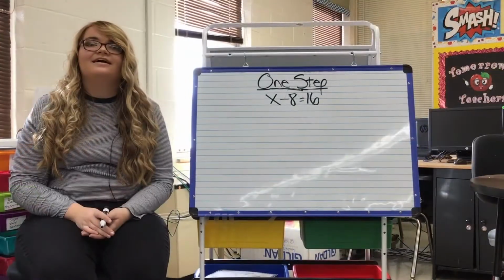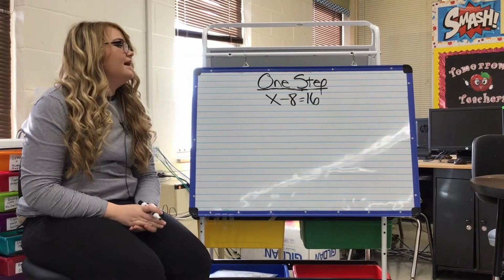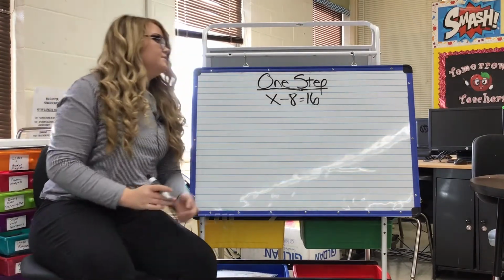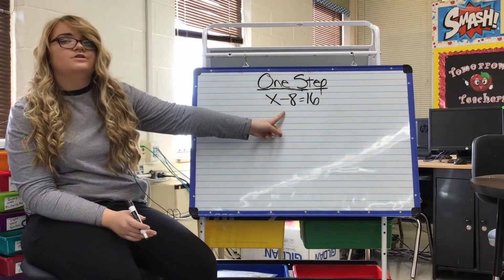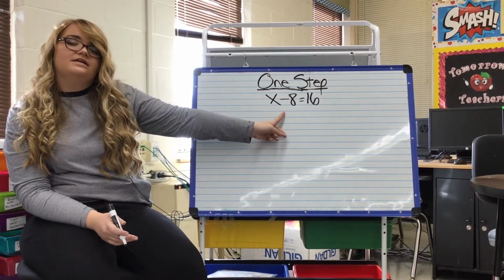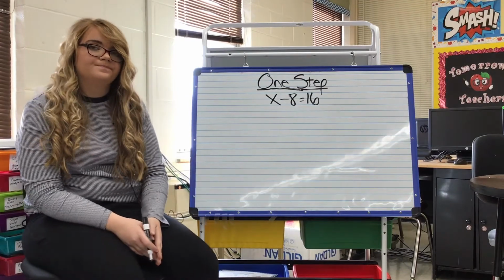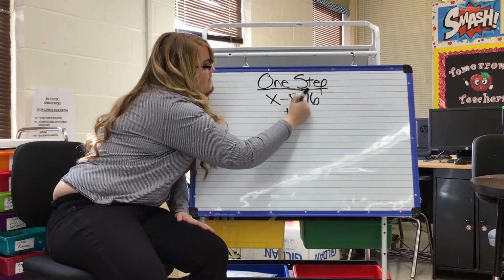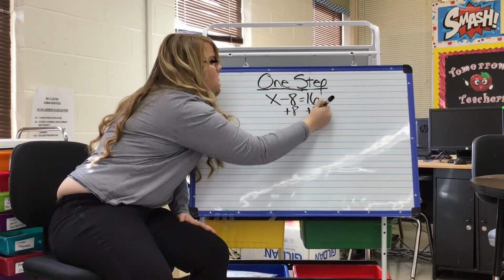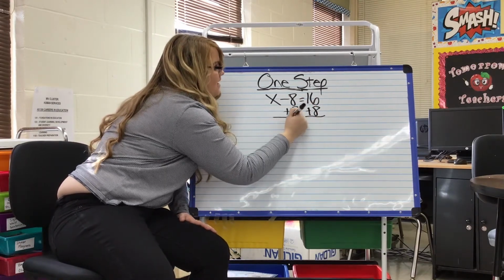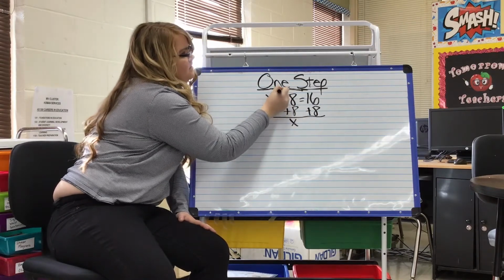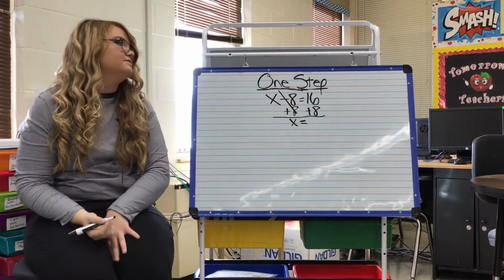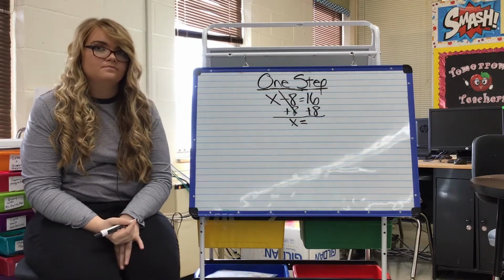The last one that I'm going to be doing is x minus 8 equals 16. So now on this one, we see that it's going to be subtraction. So the opposite of subtraction is addition. So we would add 8, and we add them to both sides. So now we're left with, these cancel out, and what's 16 plus 8? 24.